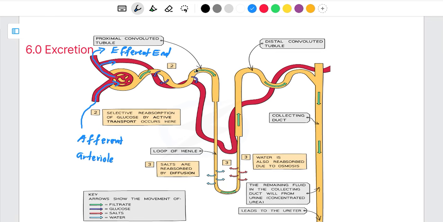Then also have this part here, which is called the proximal convoluted tubule. We also have the distal convoluted tubule. So you have to know what happens at the distal convoluted tubule. Actually, just the absorption as well as secretion. So this is where the absorption of water as well as glucose takes place. So from there, you have to know the substances which are filtered out here at the glomerular filtrate.